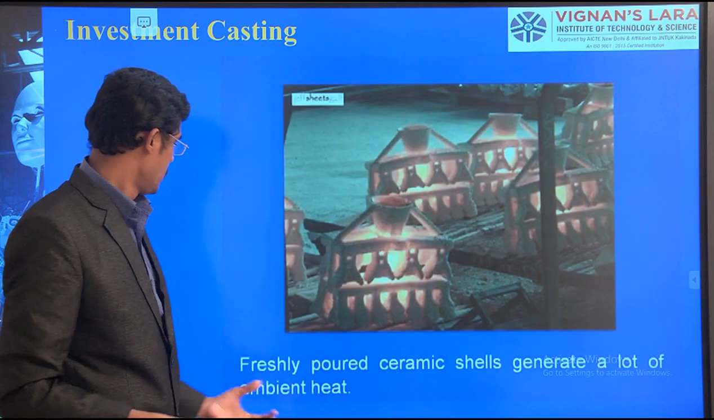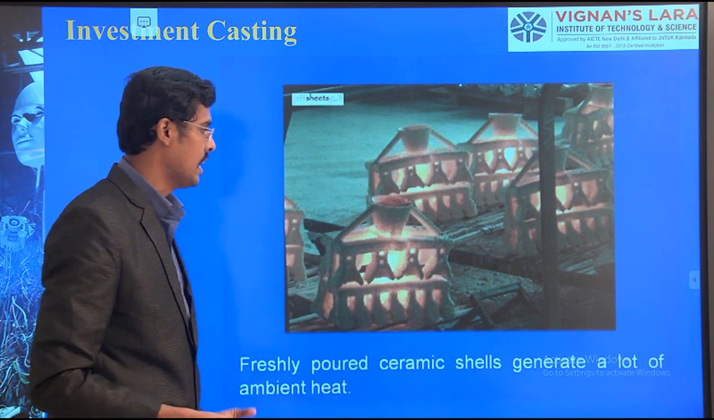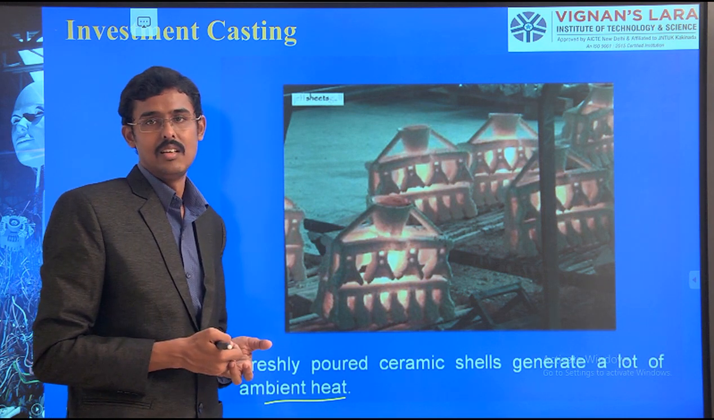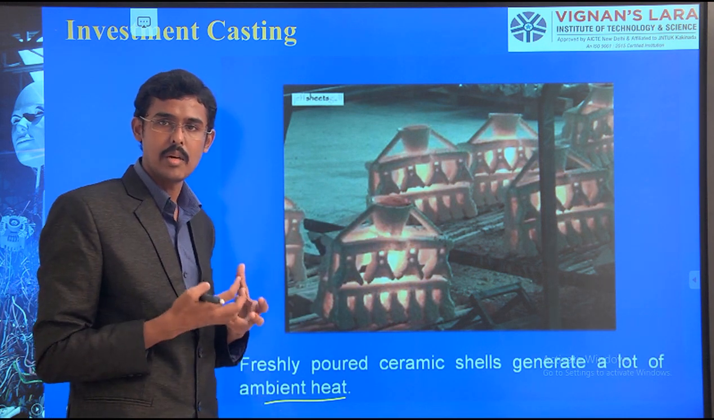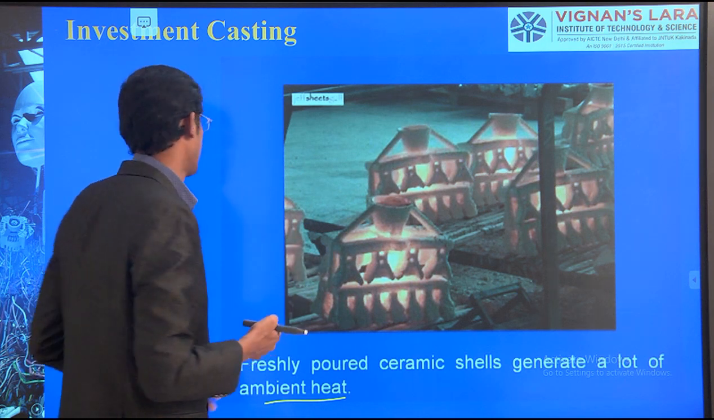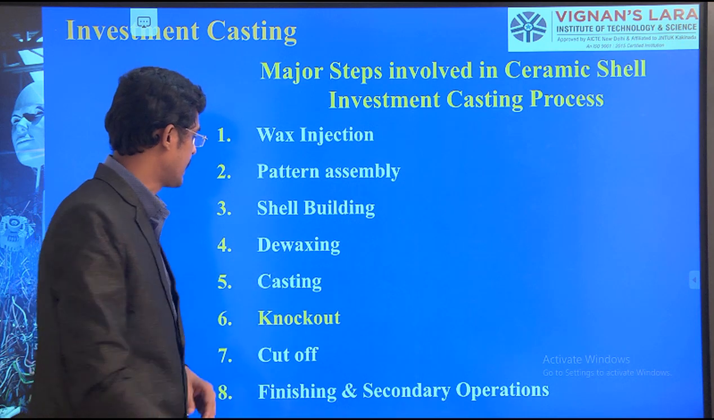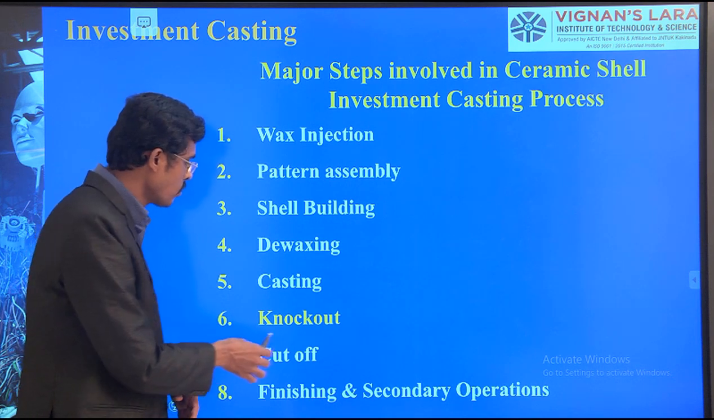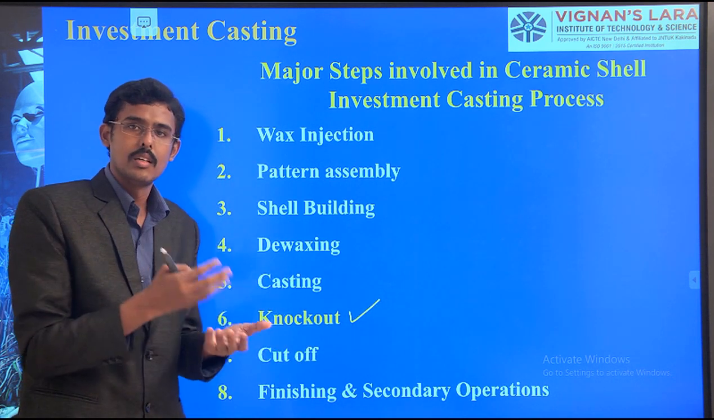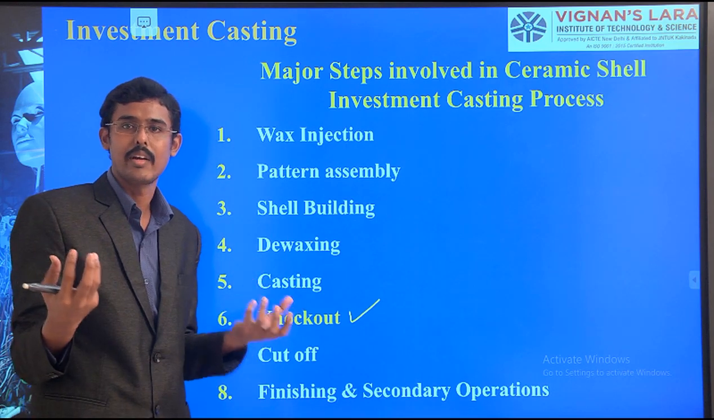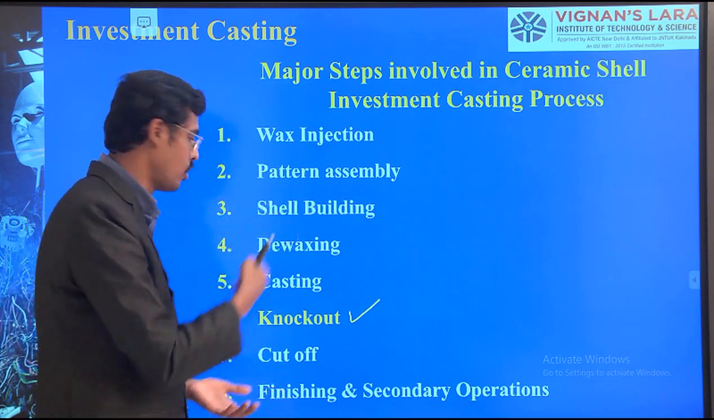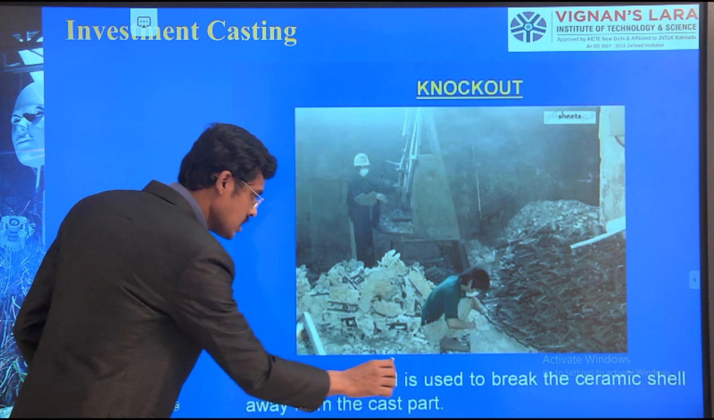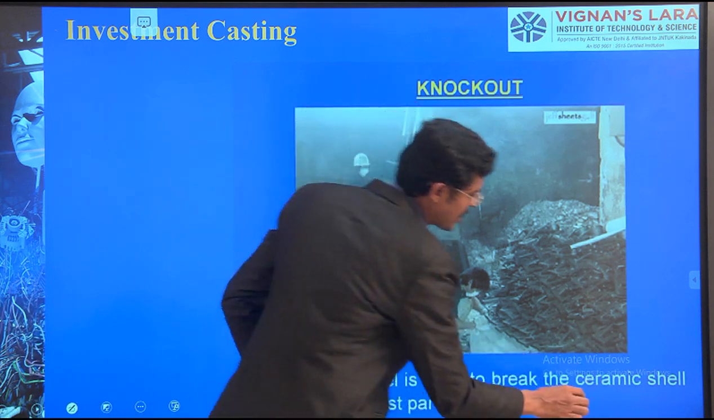Now, a freshly poured ceramic shell generates a lot of ambient heat. It generates heat here, and the temperature gradient is there, so the area itself will become hot. That is what they are representing. Now the casting process is over. Next, the sixth step, we are going to knock out. It means breaking, because the product is inside; shell molding is not required, the product is needed. We are breaking the shell molding now. How are we breaking it? We are using motorized chisels. Motorized chisels are used to break the ceramic shell. Ceramic shells are not needed.